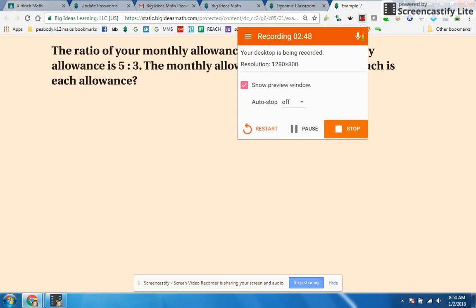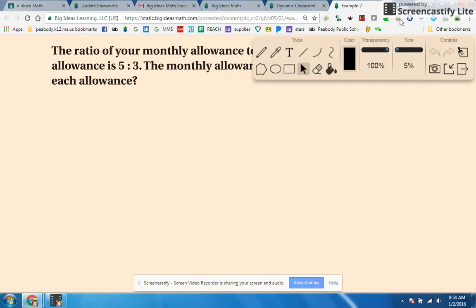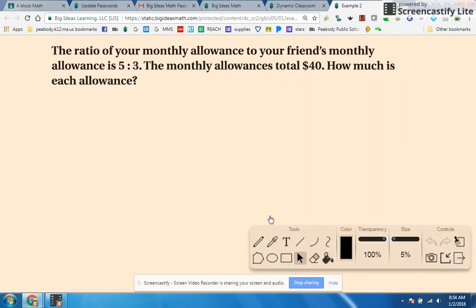Okay, here's one where we have to use a tape diagram to solve it. So let's see if we can figure this one out. It says the ratio of your monthly allowance to your friend's monthly allowance is 5 to 3. The monthly allowance is total $40. How much is each allowance? So we want to do a tape diagram to show this. The first number is 5, and it says that's your monthly allowance because it says that first. So I'm going to draw a rectangle and cut it into 5 boxes. Again, the 5 boxes is because that's the first number in the ratio.